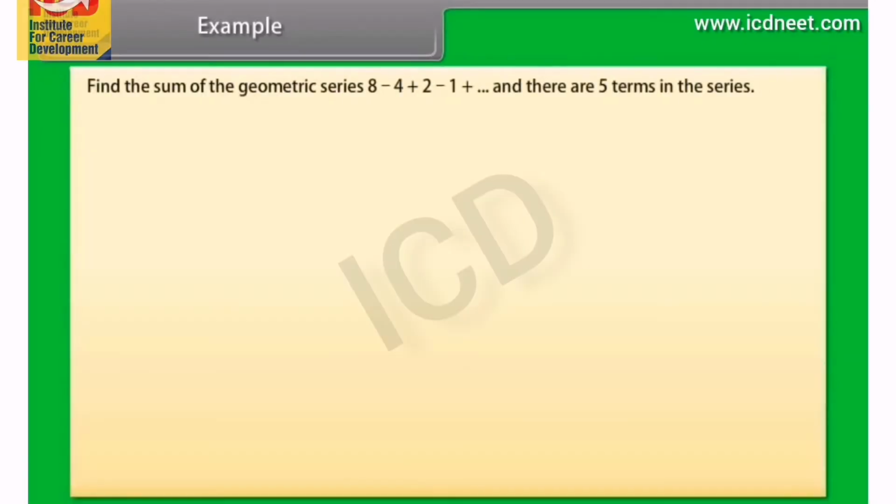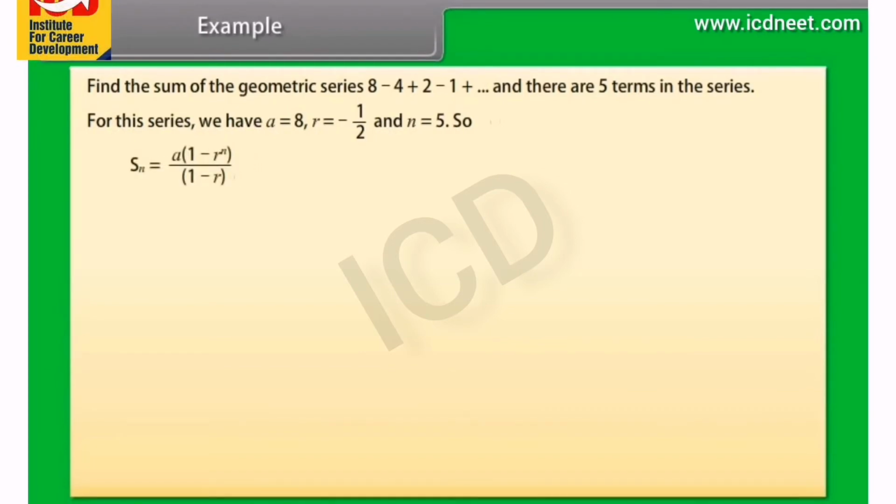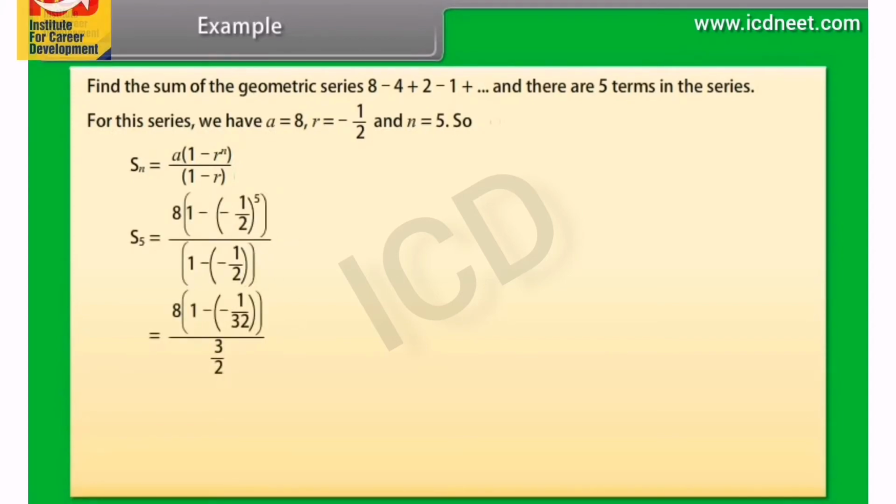Example. Find the sum of the geometric series 8 minus 4 plus 2 minus 1 plus and so on, and there are 5 terms in the series. For this series, we have a is equal to 8, r is equal to minus 1 by 2, and n is equal to 5. So, Sn is equal to a into 1 minus r raised to the power n divided by 1 minus r. By substitution and calculation of the values, we get 11 by 2.